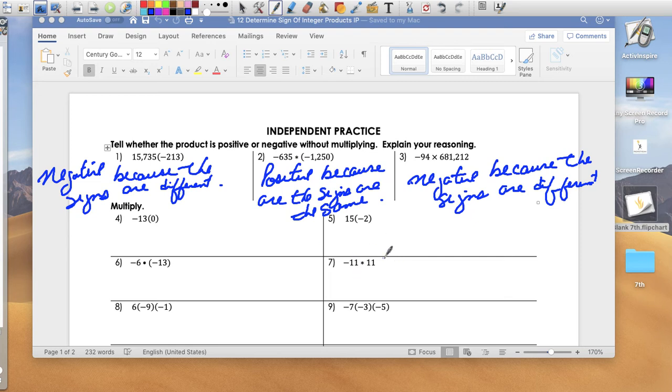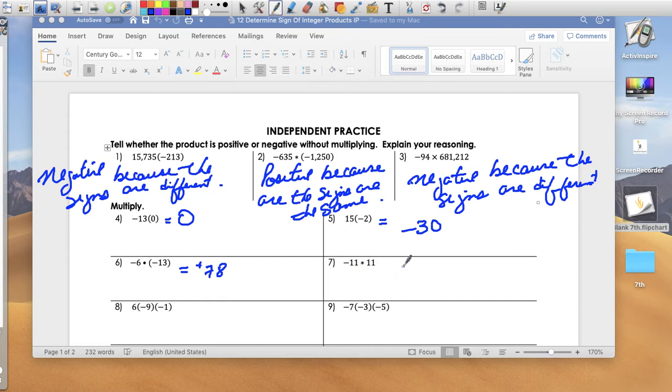Now the next 6, you're asked to multiply. Negative 13 times 0, obviously. You know that any number times 0 is 0. Next, it's a positive times a negative, so I know first of all my answer is going to be negative. And then 15 times 2 is just 30. Negative times a negative is a positive. I'll write the positive sign just to illustrate that it's positive, but we don't need to. So 6 times 13 is 78.